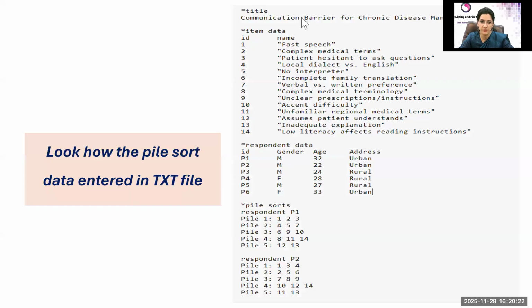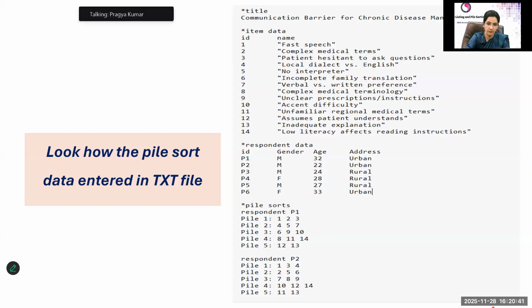We'll go to the TXT file. So the way we have written the star title and then star item data, then again here star respondent data. So here we have to enter the item as well as the respondent, and then you have to enter the pile sort.